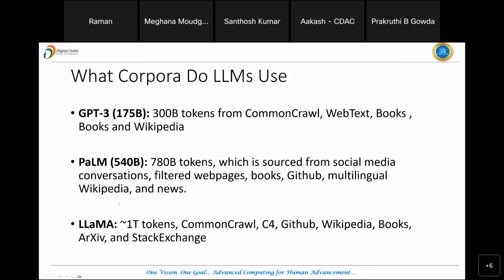Now coming to Llama, the sizes vary from as small as 7 billion parameters to as much as 40 billion parameters. This is trained on around a trillion tokens, and this is very extensive. They use Common Crawl. C4 is a very clean version of Common Crawl, uses code from GitHub, uses Wikipedia, uses books, scientific papers from arXiv, and also a lot of scientific discussions from Stack Exchange.